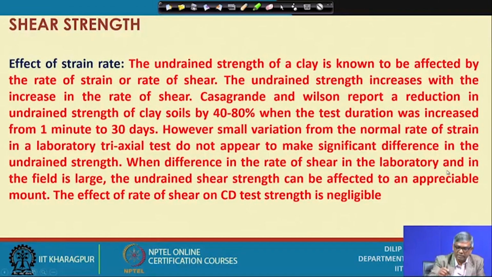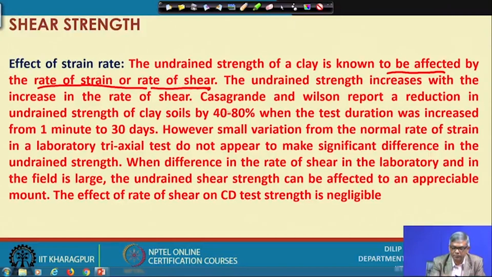And the effect of strain rate is also another thing when we talk about shear strength. Whether you do a triaxial test, unconfined compression test or direct shear test, anywhere, we always maintain a particular value of the strain rate. And what is the effect of a change of strain rate? The undrained strength of a clay is known to be affected by the rate of strain or rate of shear. The undrained strength increases with the increase in rate of shear. So, that is the observation.